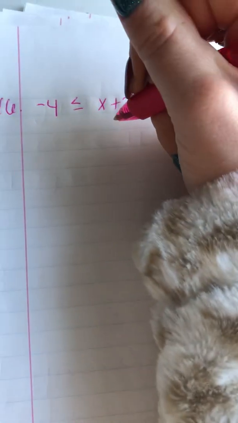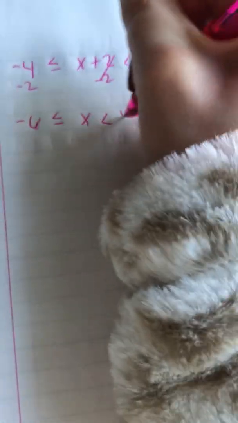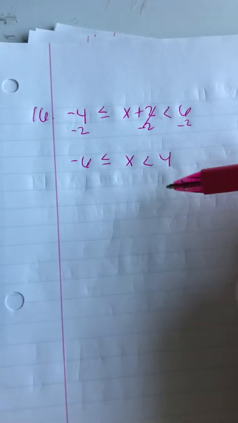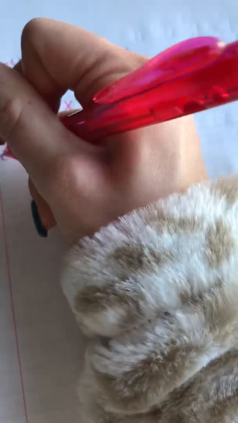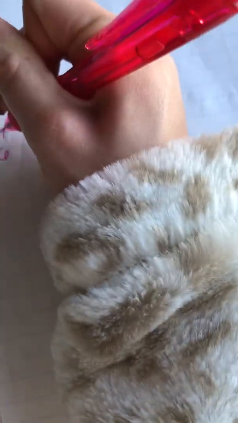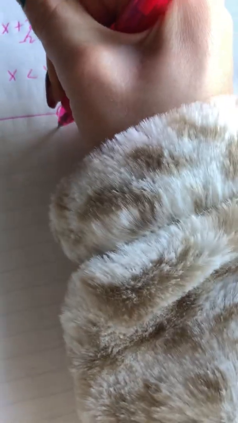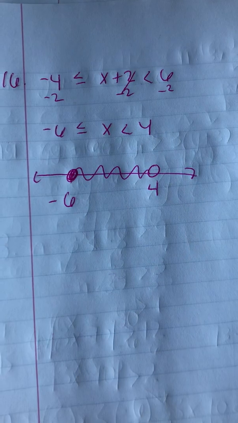All right, now I'm looking at number 16. I have negative 4 is less than or equal to x plus 2, which is less than 6. I need to subtract 2 on all sides. I get negative 6 is less than or equal to x, which is less than 4. So this is an and statement. X is between negative 6 and 4. So when you go to graph this, you would have a closed circle on negative 6, an open circle on the 4, and they would be joined together.